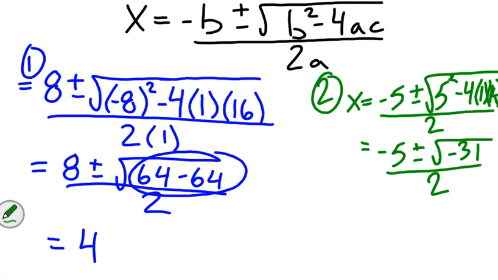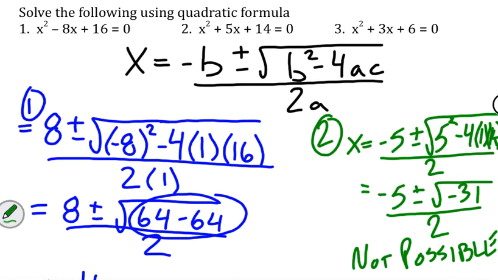We can't take the square root of a negative number, so this is inadmissible or not possible. I would say inadmissible is probably more correct, but for what we're looking at, you just need to state that you can't go any further.